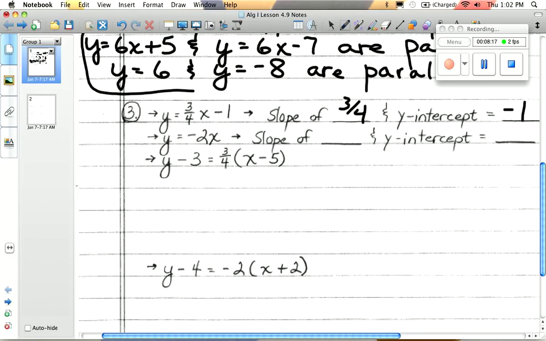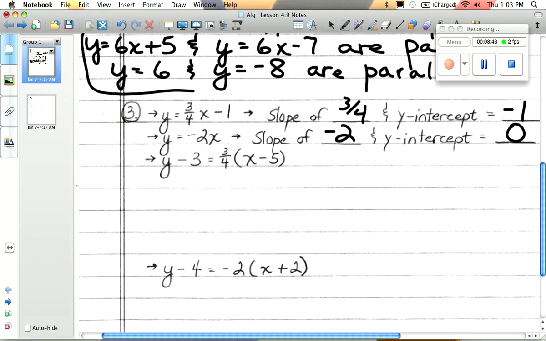How about the second one? Is it in slope-intercept form? Yes. Okay. What's its slope? Negative 2. What's its y-intercept? 0. Okay. How about the third one? Is it in slope-intercept form? No. Do we have to put it in slope-intercept form? Yes. Okay. How do we know we have to?